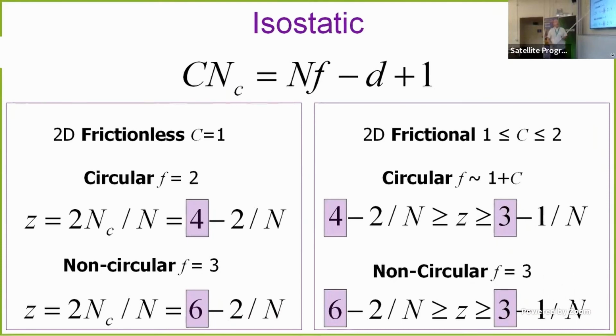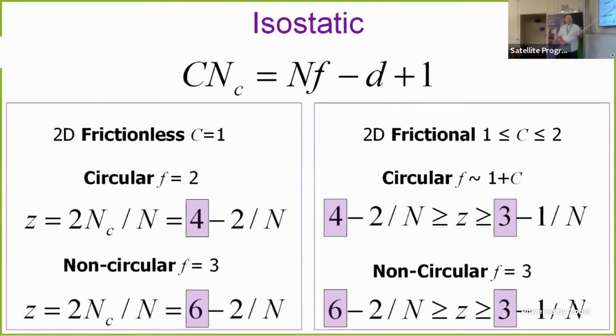If there's no friction, then the value of C, the number of constraints per contact, we would typically think is just 1. So 1 constraint per contact. If we have a circle, there are 2 degrees of freedom. I don't care about the rotations of a circle, so I just have 2 here. And that tells me that the average number of contacts per particle, which is 2 times the total number of contacts divided by n, will be 4 minus 2 over n.